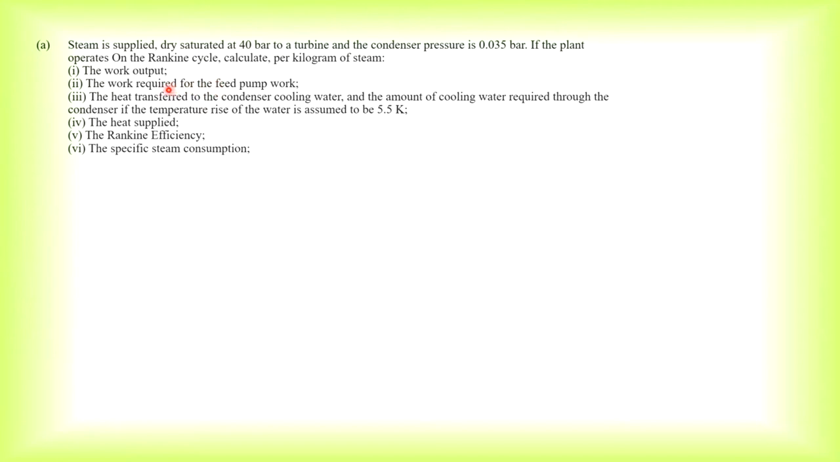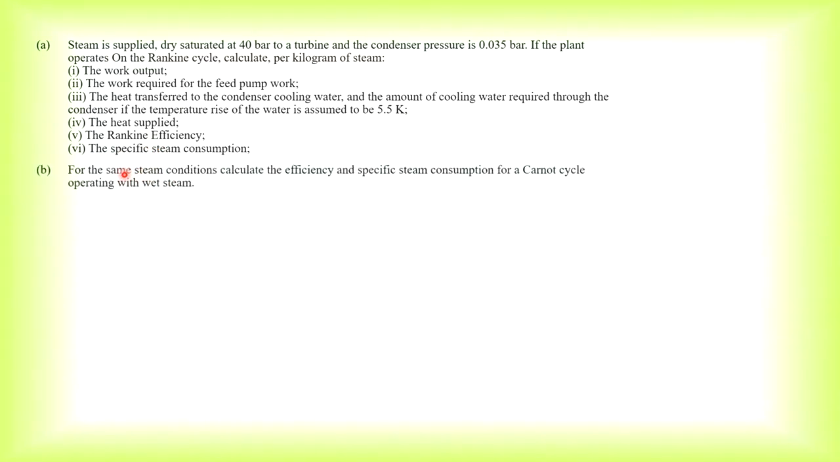Part two is the work input. Okay, this is the work input. Feed pump work is actually the work input. And then the heat transfer to the condenser, that is heat rejected. Cooling water, and the amount of cooling water required through the condenser if the temperature rise of the water is assumed to be 5.5 Kelvin. Okay, the heat supply, the Rankine efficiency, and the specific steam consumption. Later on I will define this specific steam consumption, this new term here.